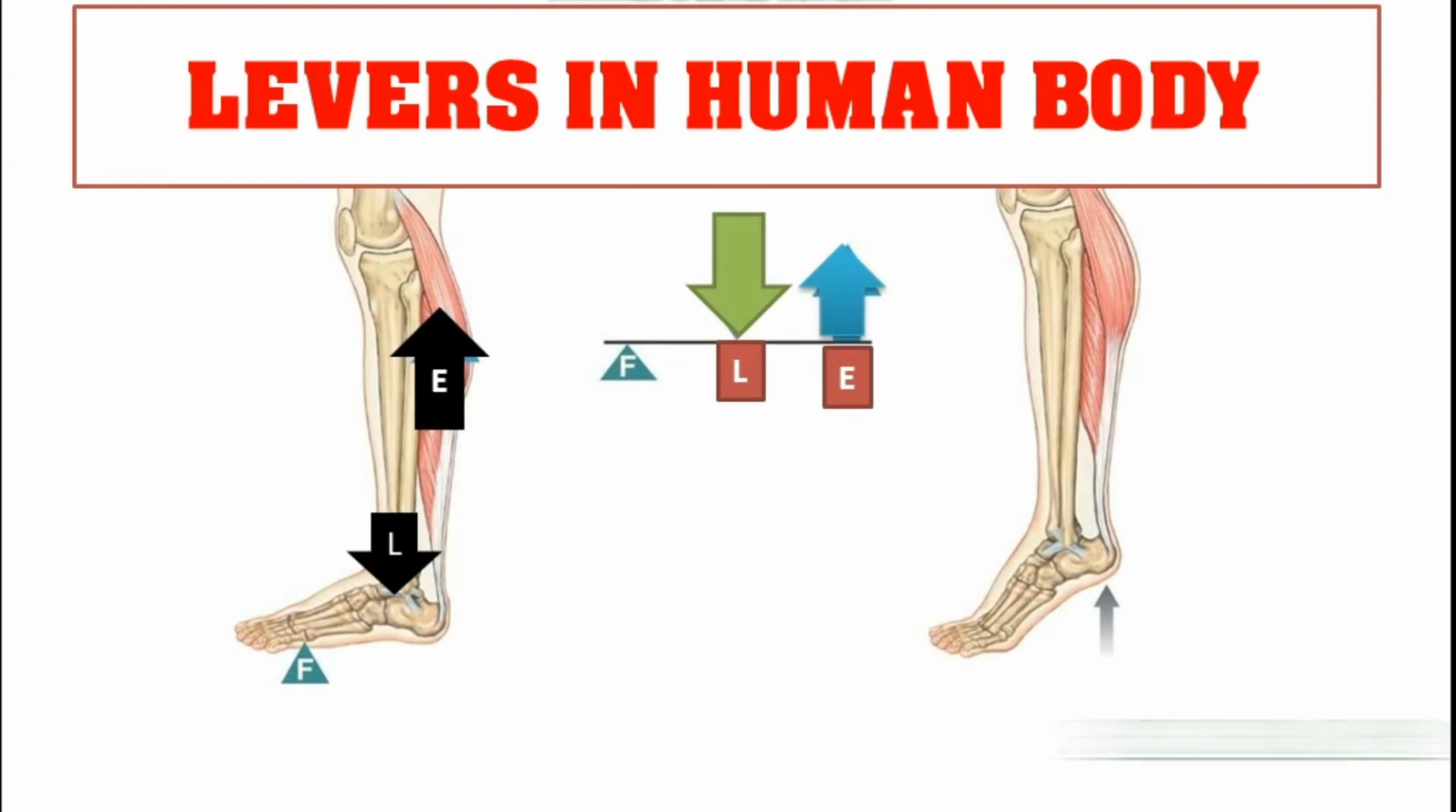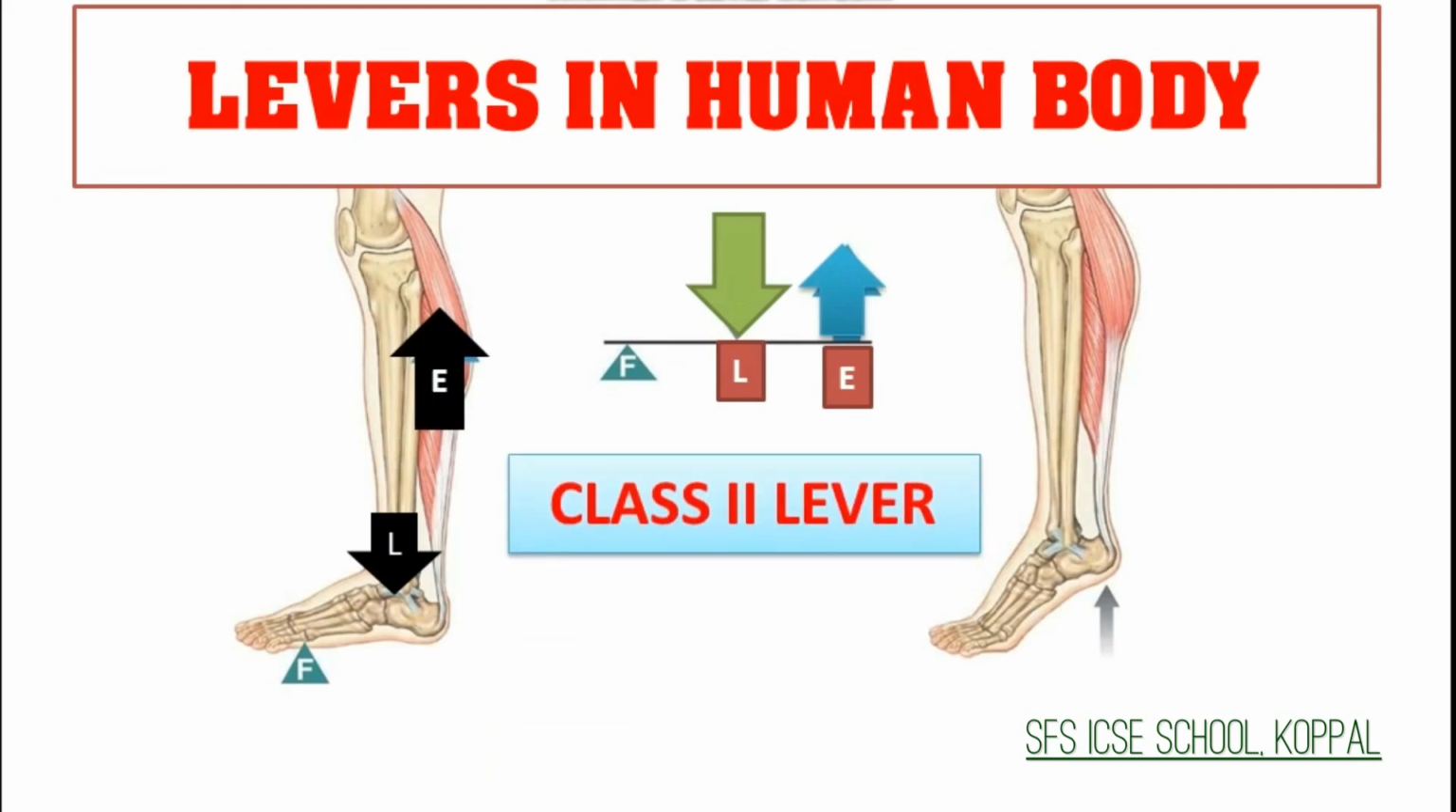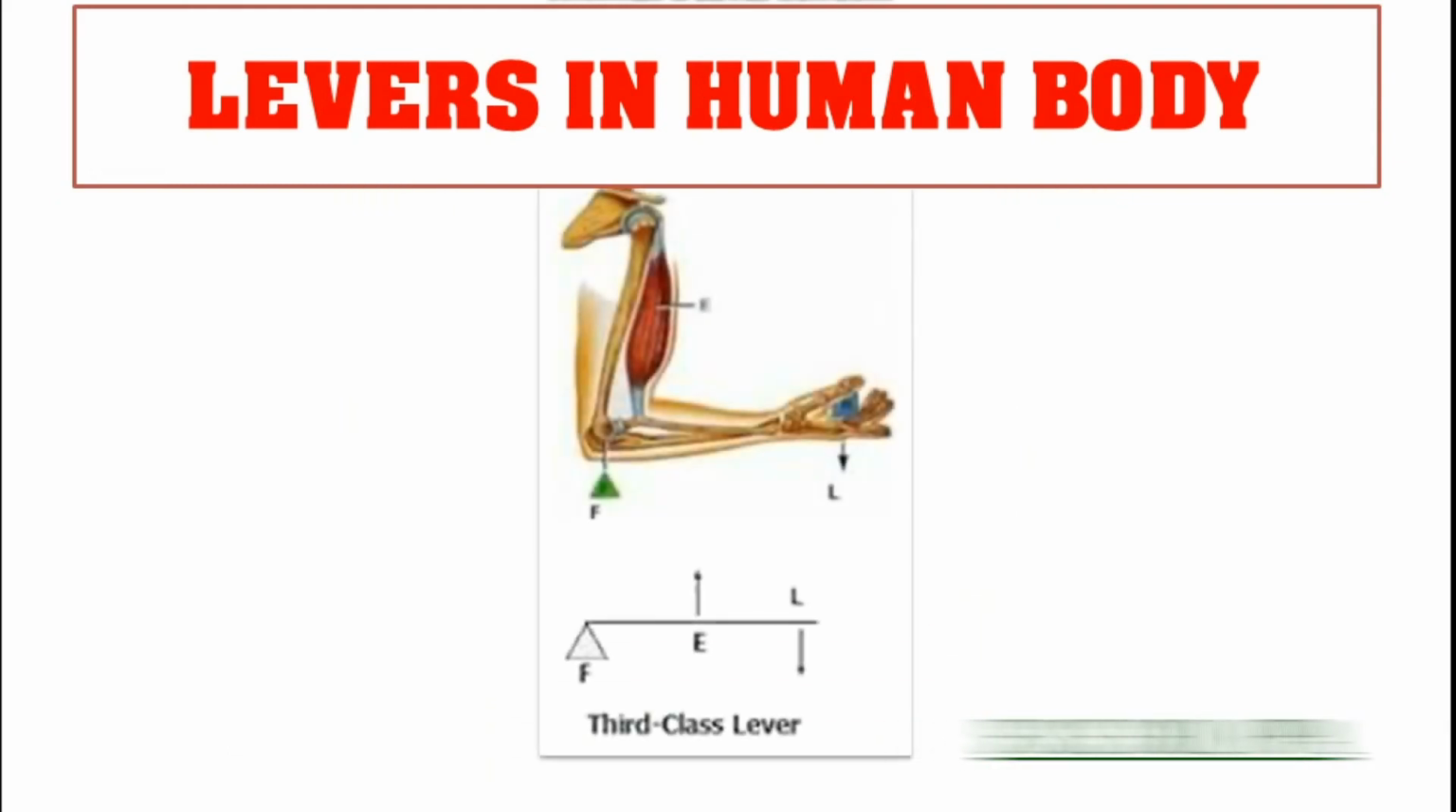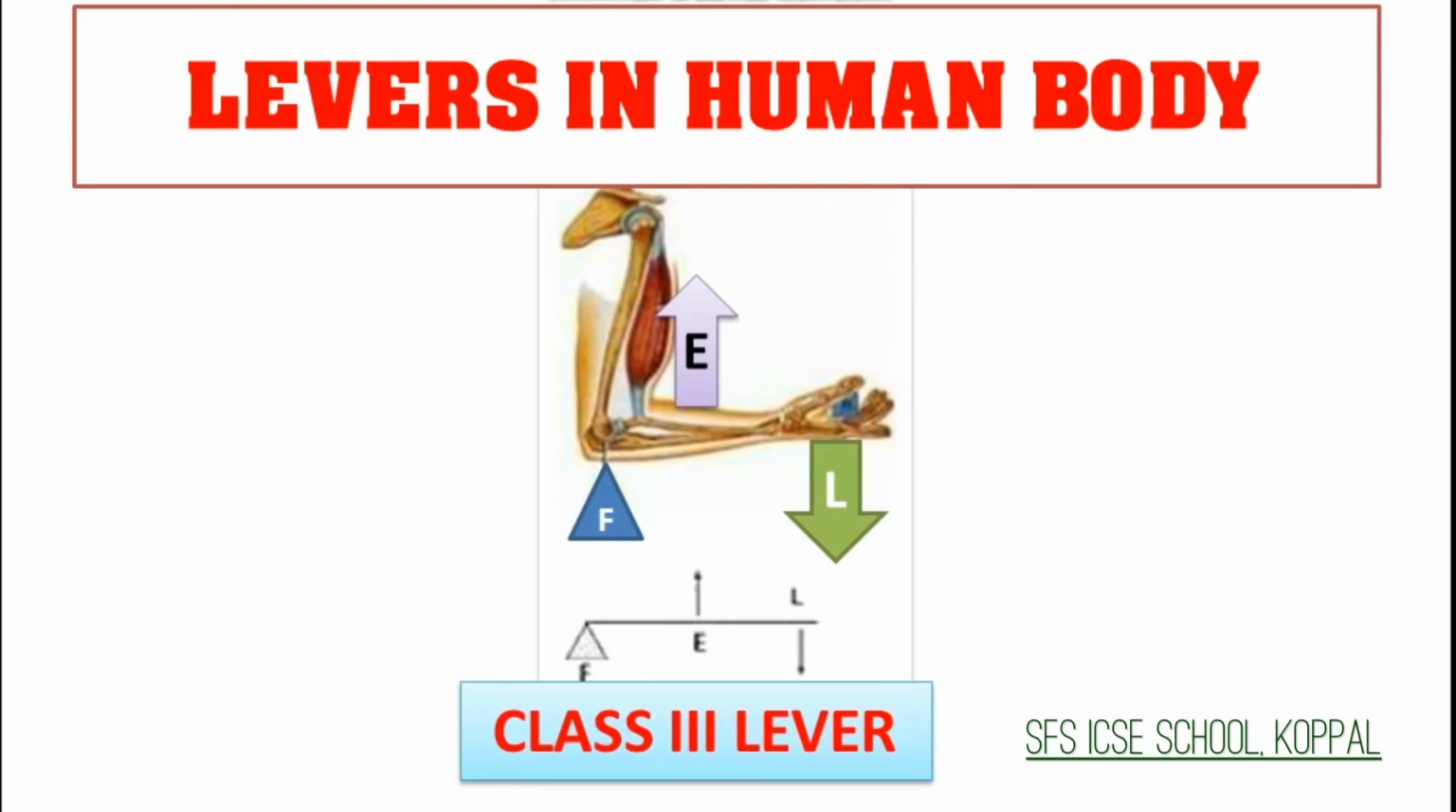Number 2, raising the weight of the body on toes. Here fulcrum is at the toes, load is in the middle and effort by the muscles. So as load is in the center, it is class 2 lever. Number 3, raising a load by forearm. Here elbow joint acts as a fulcrum at one end, biceps exerts the effort in the middle and load on the palm is at the other end. So it is class 3 lever as effort is in the center.